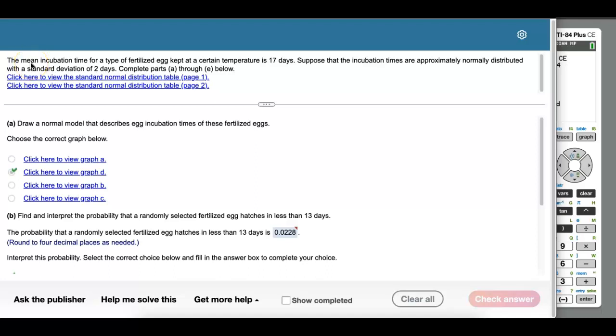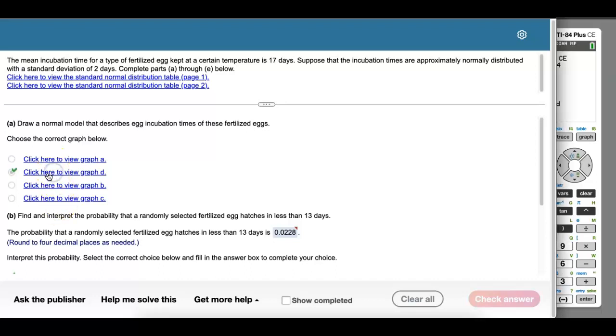In this example, we're told that the mean incubation time for a type of fertilized egg at a certain temperature is 17 days, and we're told to suppose that it's approximately normally distributed, so think there that bell-shaped curve, and a standard deviation of 2 days. The first thing we're asked to do is pick the correct graph that models this normal distribution.